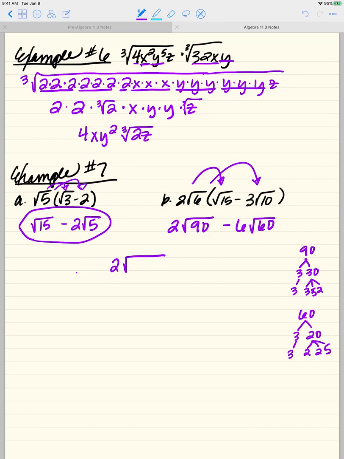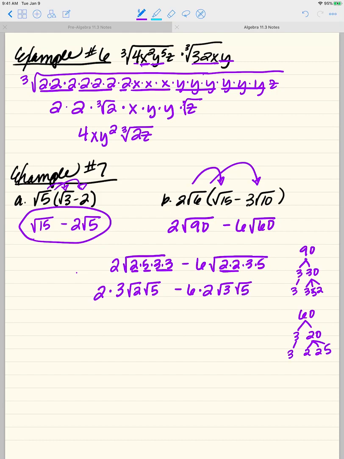So we get 2 times 5 times 3 times 3 minus 6 times 2 times 2 times 3 times 5. So here we have 2 times square root of 2 times the square root of 5 times the square root of 3 squared. So that's going to give us 2 times 3 times the square root of 2 times the square root of 5 minus 6 times, here we've got square root of 2 squared. That's going to give us 2 square root of 3 square root of 5.